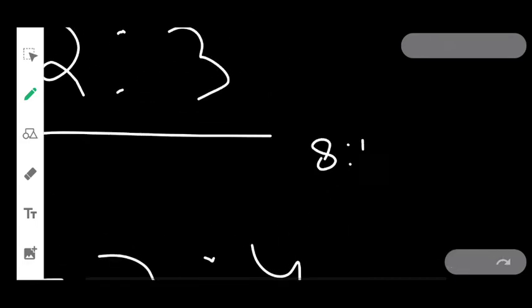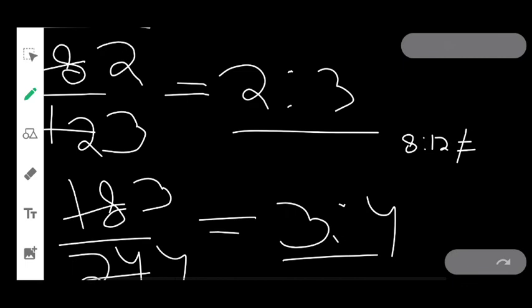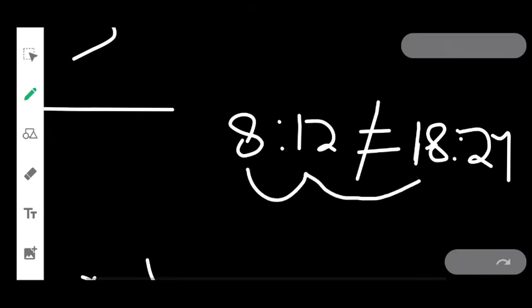8 is to 12 is not equal to 18 is to 24. So hence 8, 12, 18 and 24 are not in proportion.